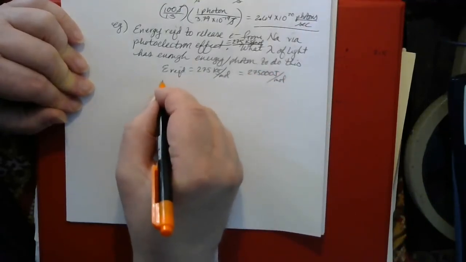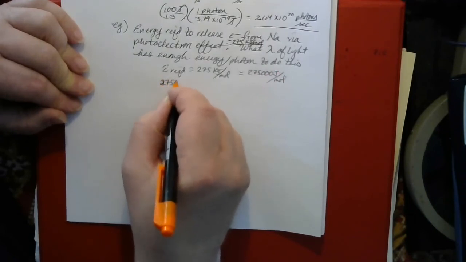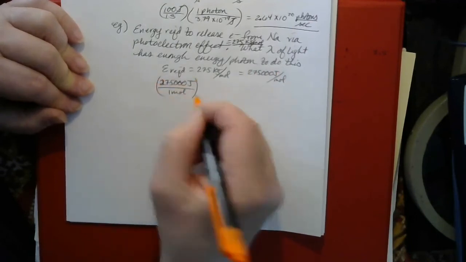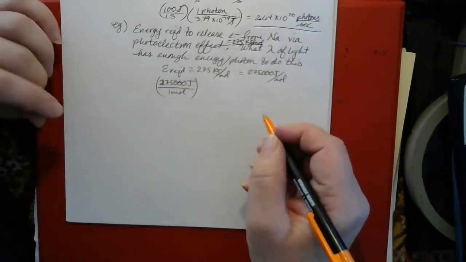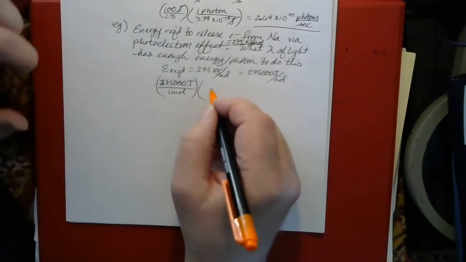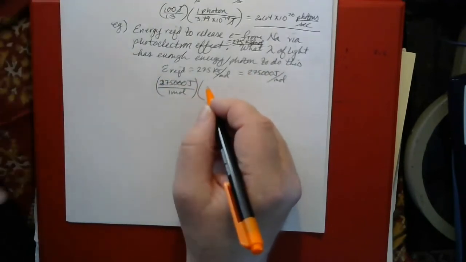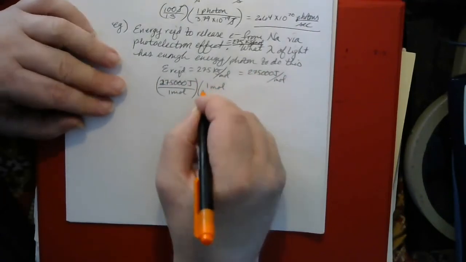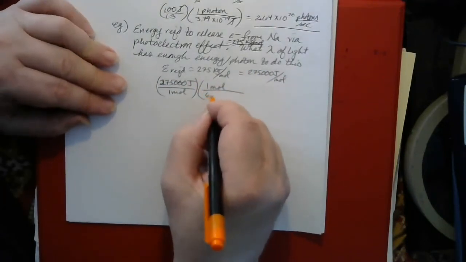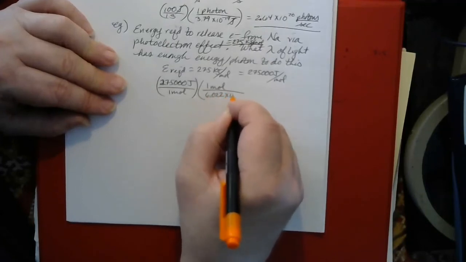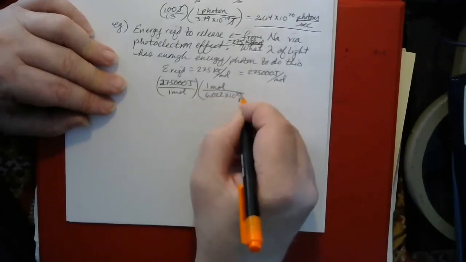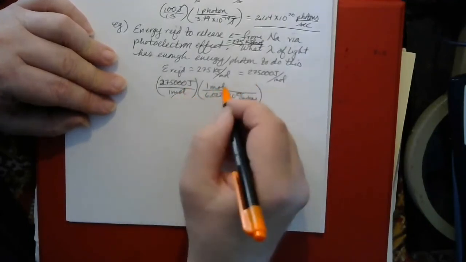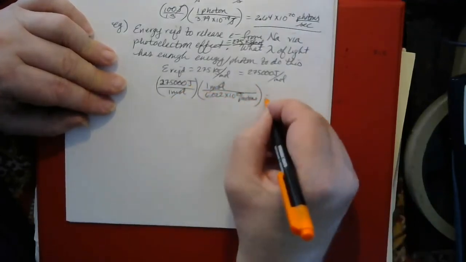And so that's 275,000 joules per mole of photons. And if we want to know individual numbers, of course, the number of items in a mole is Avogadro's number. 1 mole of anything is 6.022 times 10 to the 23rd photons. And now you notice moles cancel and you have joules per photon.